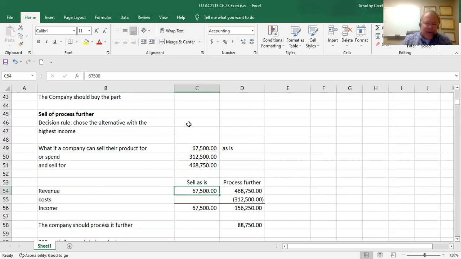Revenues: if we sell as is, we make 67,500. If we process further, we'll make 468,750. Our additional cost would be 0 if we sell as is, 312,500 if we process further. So our income would be 156,250 if we process further, and 67,500 if we sell as is. So in this case, the company should process further because they're going to make an additional $88,750.